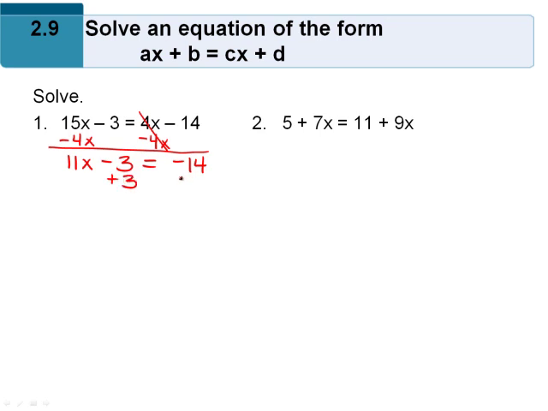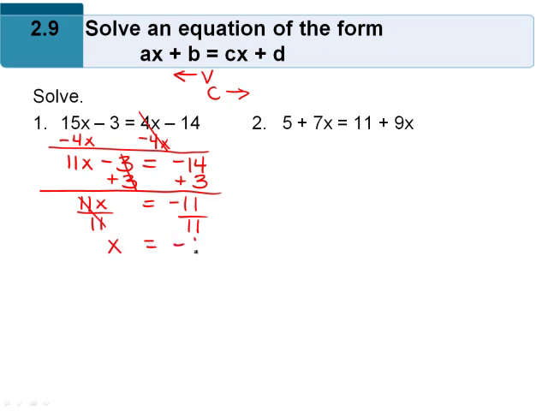So this is the part where I'm moving the constants, the constant terms, to the right. Okay, so variables are going to go to the left and the constants are going to go to the right. Okay, so 11x comes down, the 3's cancel. Negative 14 plus 3, if you subtract there, you get negative 11. And now the last step, we have 11x, so we divide, that's multiplication, so divide by 11. Okay, so the 11's cancel, and x comes down, and it equals negative 1.